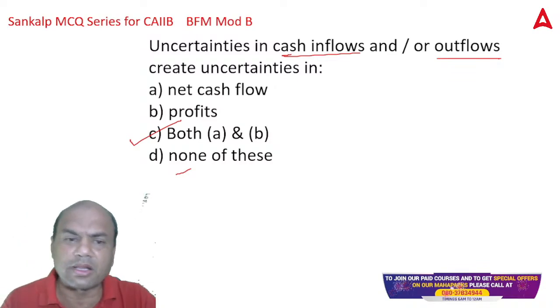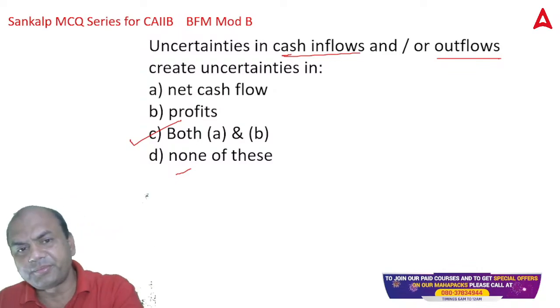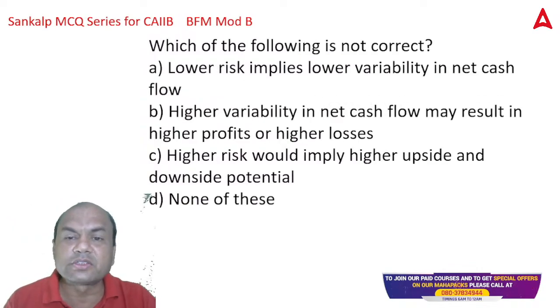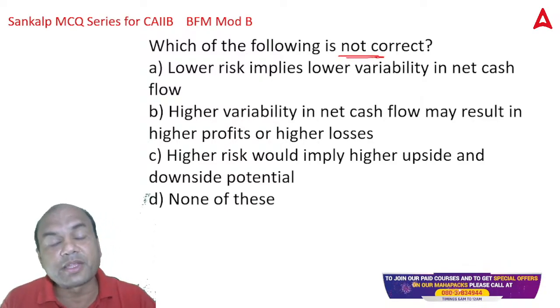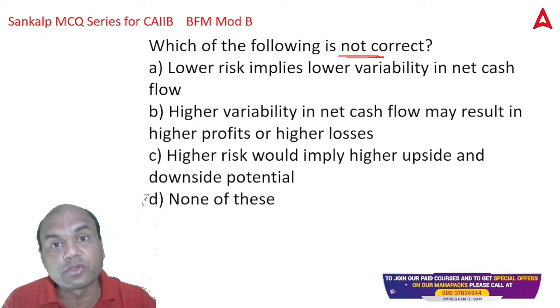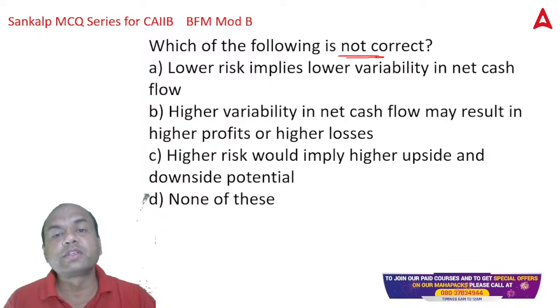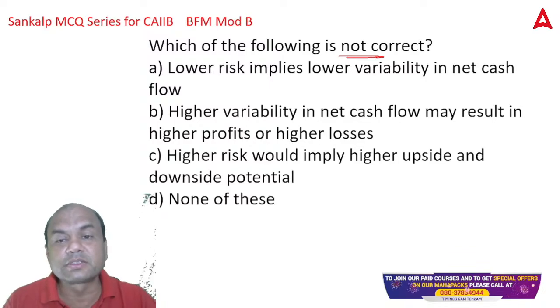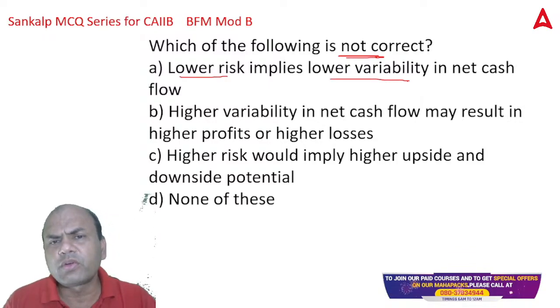See, how many of you have written it correct? Type in the comment section. Have you got it right? Yeah. Which of the following is not correct? Now see here, in the exam you have to always check what is asked. Sometimes they will ask you what is correct. Sometimes they ask you what is not correct. Sometimes they ask you which one is false. So you have to tick the right one. That's why you have to read the question properly. So which of the following is not correct? Lower risk implies lower variability in net cash flows. So lower risk means lower variability. What do you mean by this term?